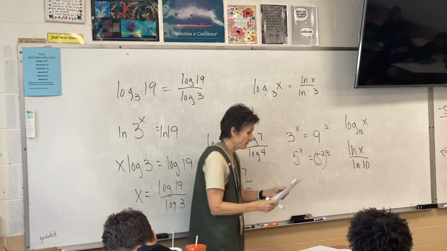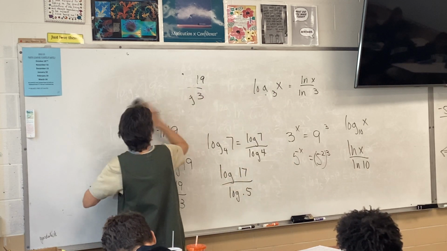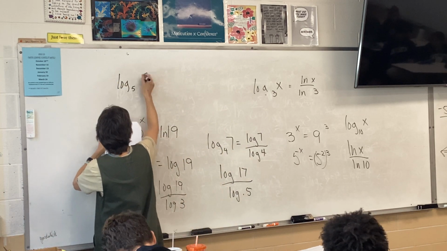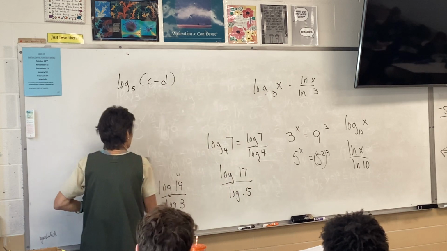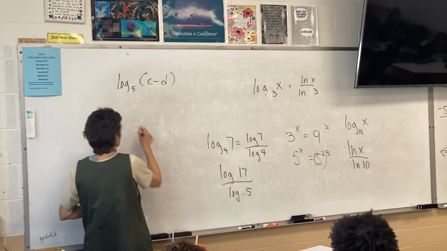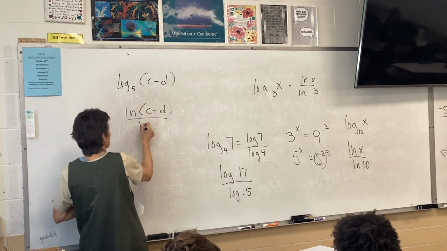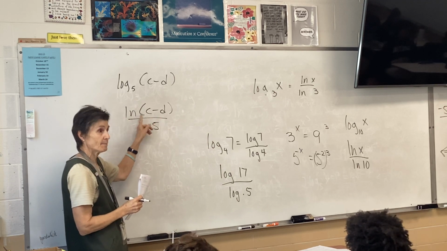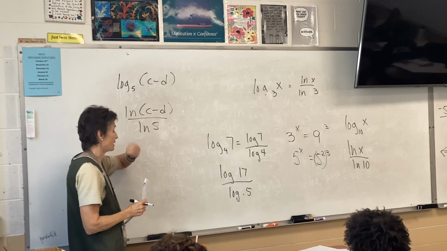Okay, last one. What's that one going to be? All right, so don't make it hard. It's super simple. It's going to be ln of c minus d over ln 5. Now, can you do anything with ln of c minus d? Nope, so that is done. Done, done, done.